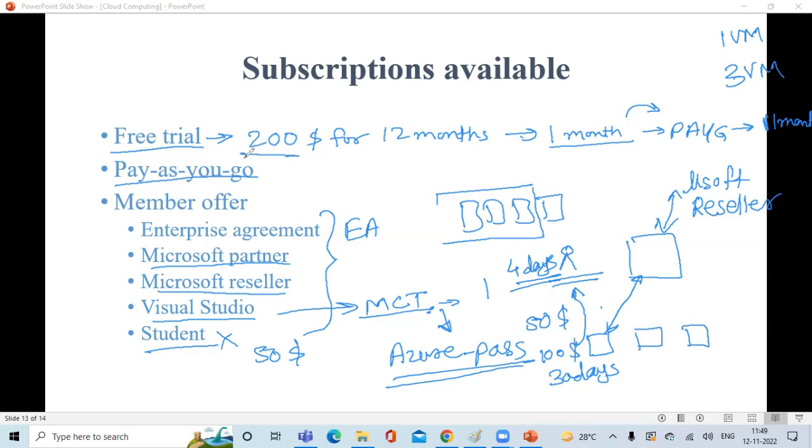Yes, that's the one. So $200 means what? Inside the $200, you will get some of the resources free of cost. Means your amount will be deducted from that $200. If I'm using 3 virtual machines, which are costing 10 rupees per hour, so that particular 10 rupees per hour will be deducted from this.